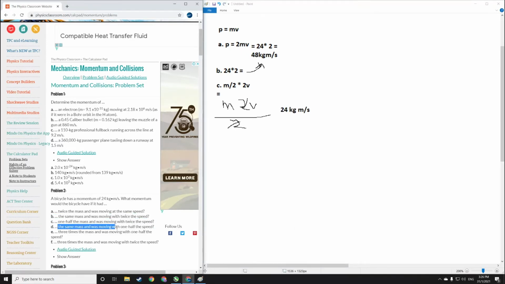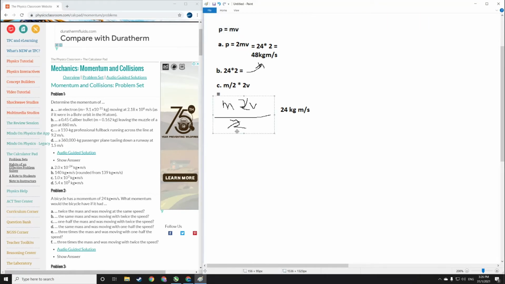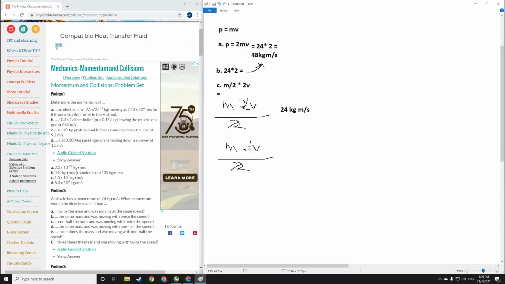The same mass was moving with 1/2 the speed, and so there what we've basically done is we've just taken this and pasted that, and we've just removed this 2. That's all. So we just have mv over 2 now, the same mass and half the speed. So we just get 24 over 2 equals 12 kg meters per second.